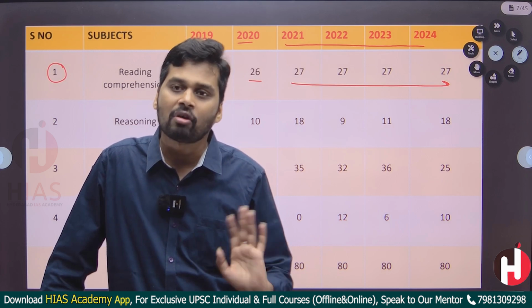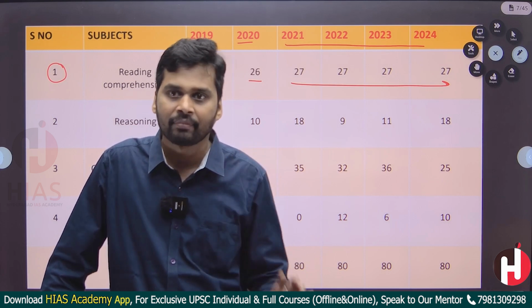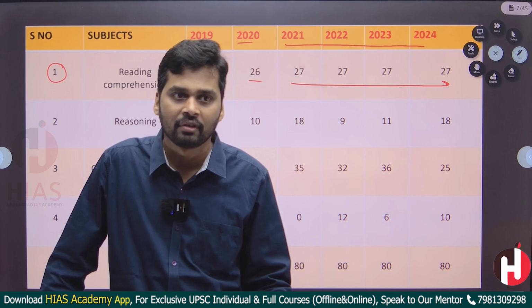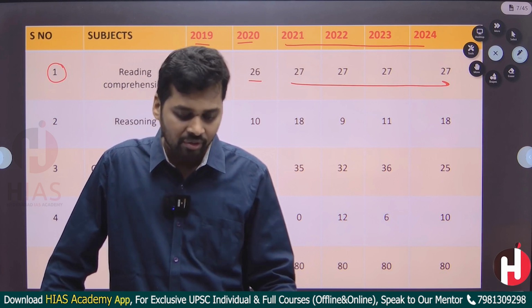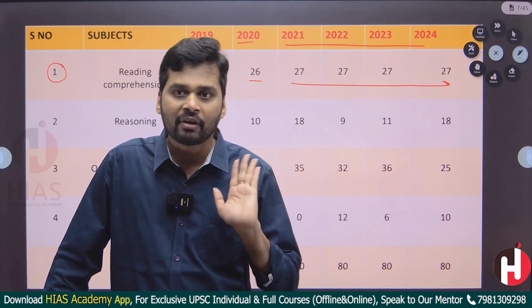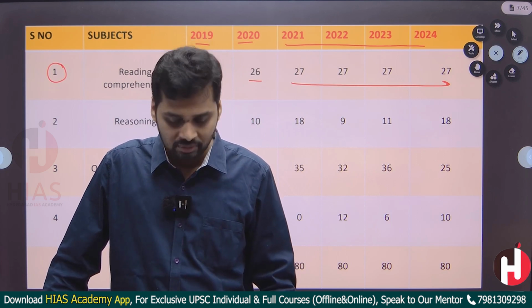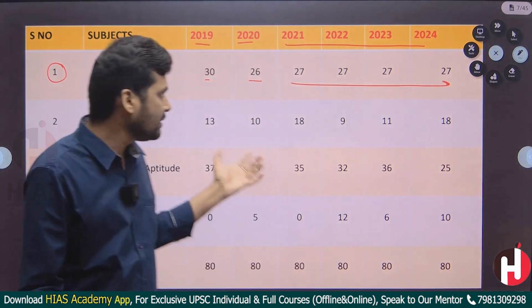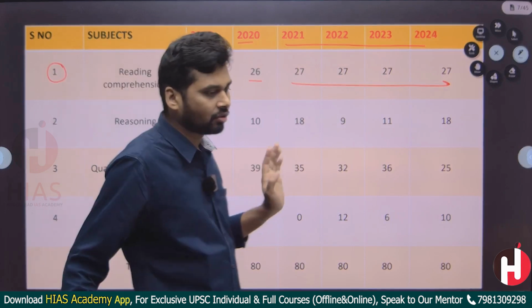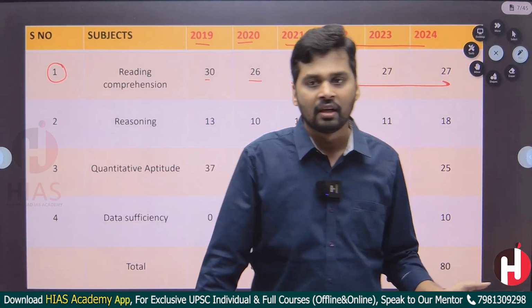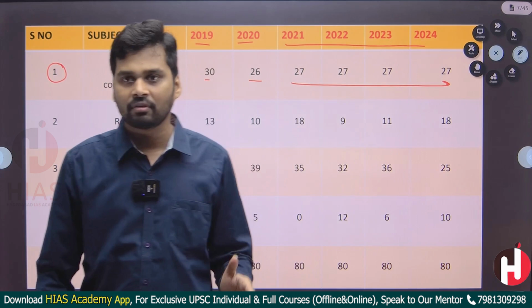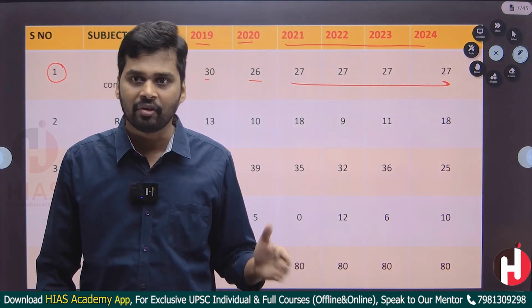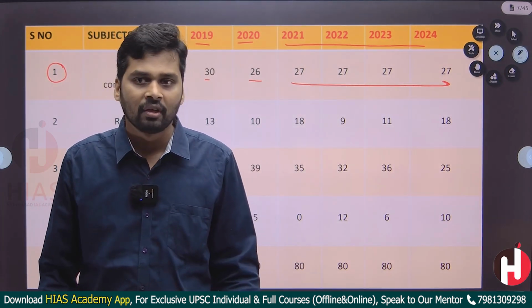But reading comprehension is not like that. You will have to spend your time on it. That's why you don't need to depend completely on reading comprehension. That is the first part. But anyway, you can expect those 27 questions. Out of these, 10 to 15 questions are a good number of attempts.